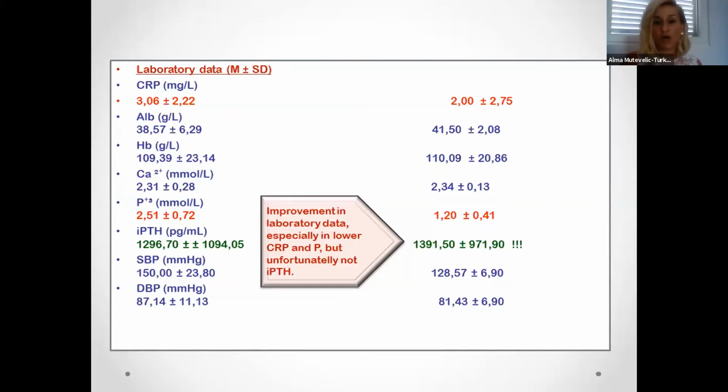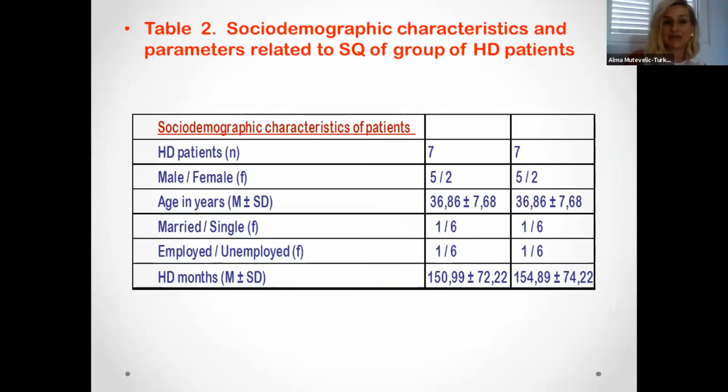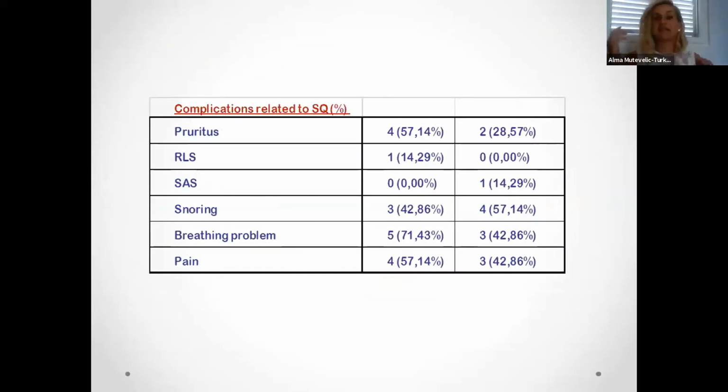So here are also listed some sociodemographic characteristics and parameters which are related to the SQ of this group of patients. So what is an SQ? We did an analysis of sleeping disorders of our patients. SQ means that there is a questionnaire which classifies our patients as bad or good sleepers. Most of the complications from long-term dialysis which are related to this score are pruritus and breathing problems.